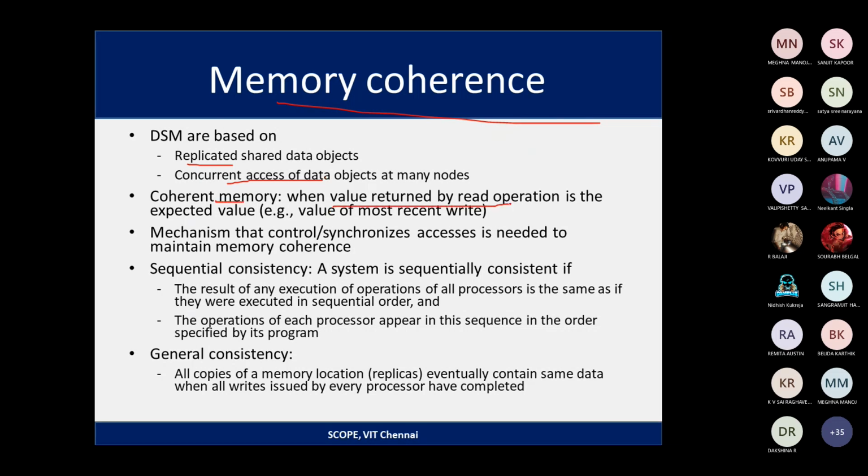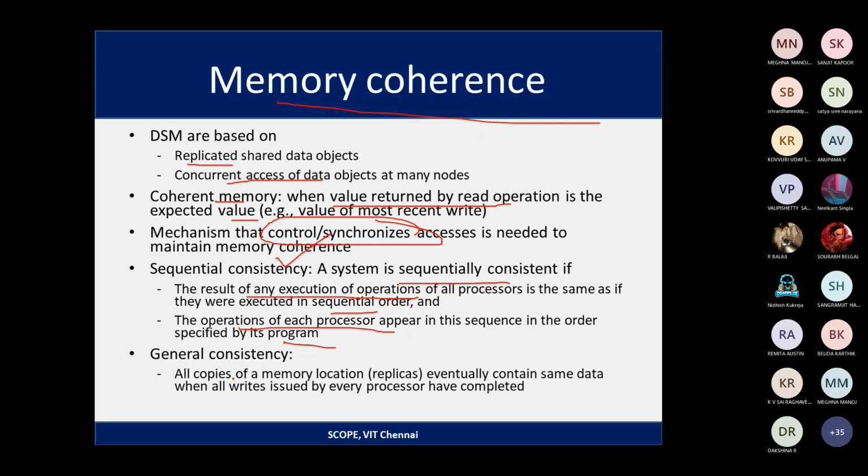So the value returned by a read operation must be the expected value. That is, whenever the most recent write happens, it has to be returned by the read operation. The mechanism here is that we have to perform synchronization, and we need to take care of different kinds of consistencies. First one is sequential consistency. A system will be sequentially consistent if the result of any execution of operations of all processors is the same as if they were executed in sequential order, and the operations of each processor appear in this sequence in the order specified by its program. Then we call it sequentially consistent.